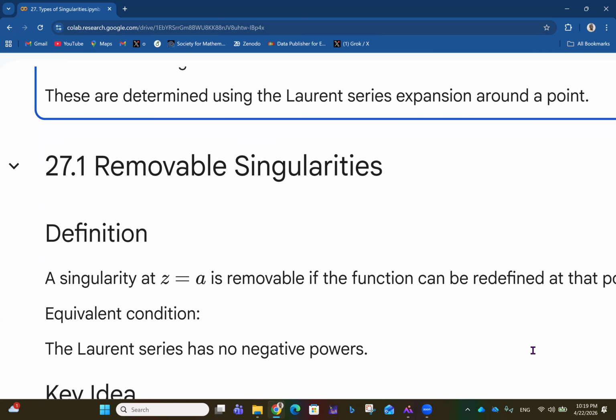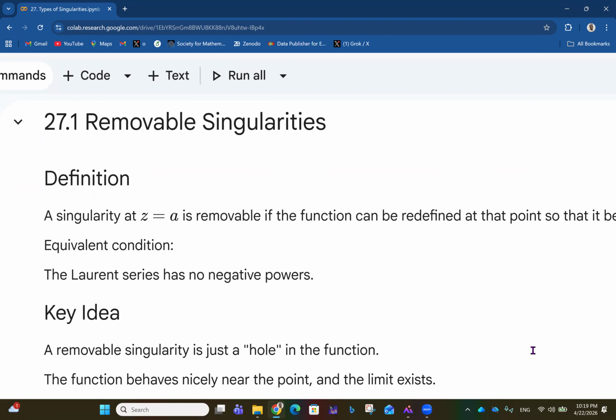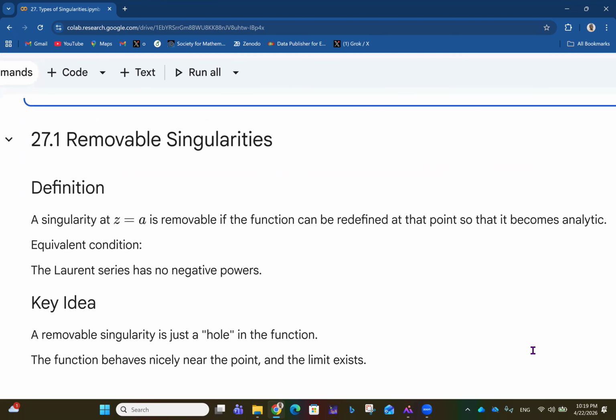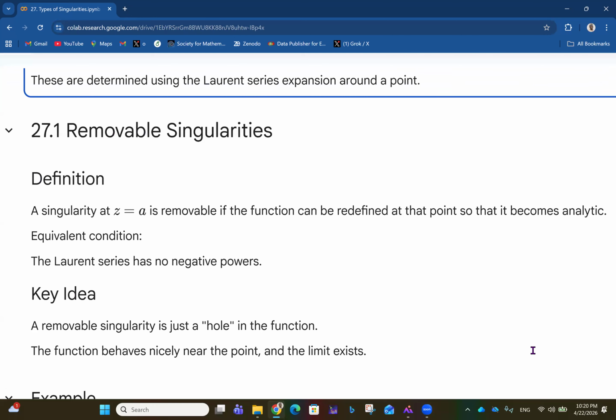Okay, so then we go ahead to talk about removable singularities. A singularity at z equals a is removable if the function can be redefined at the point so that it becomes analytic. The equivalent condition is that the Laurent series has no negative powers. So if you have a Laurent series without negative powers, then you have a removable singularity at that point. A removable singularity is just a hole in the function. The function behaves nicely near the point and the limit does exist.